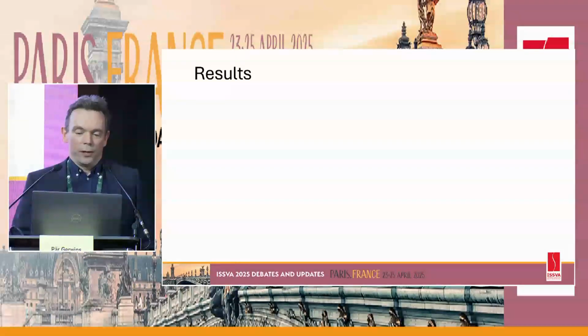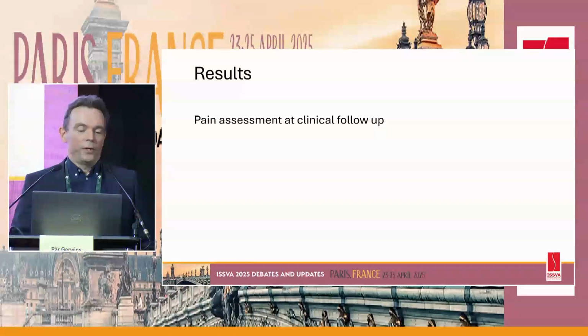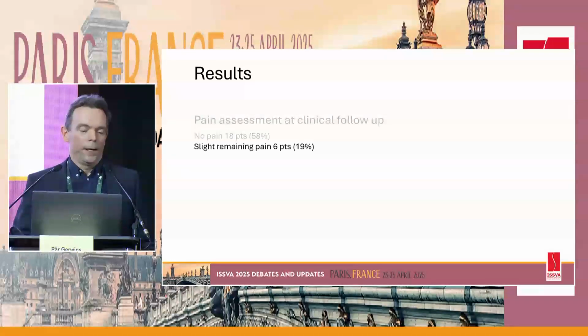So then the results. The pain was assessed by the orthopedic surgeon at the clinical follow-up. 18 patients said, I have no pain. 6 patients said it's almost gone. And 5 patients said there is still some pain, but it's markedly less. 1 patient had no change in pain, and 1 was actually worse.